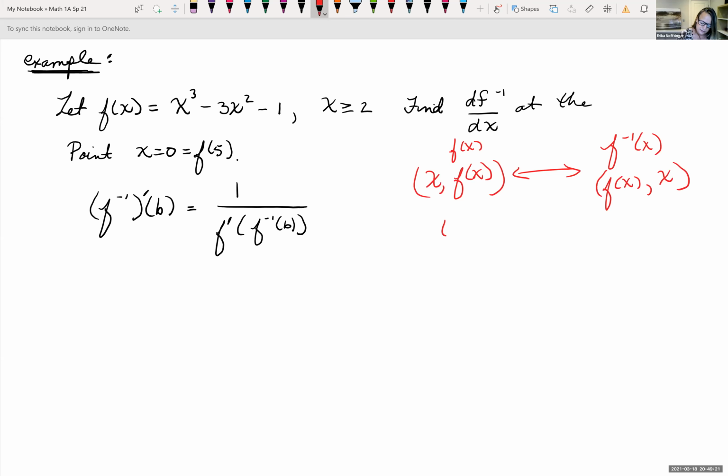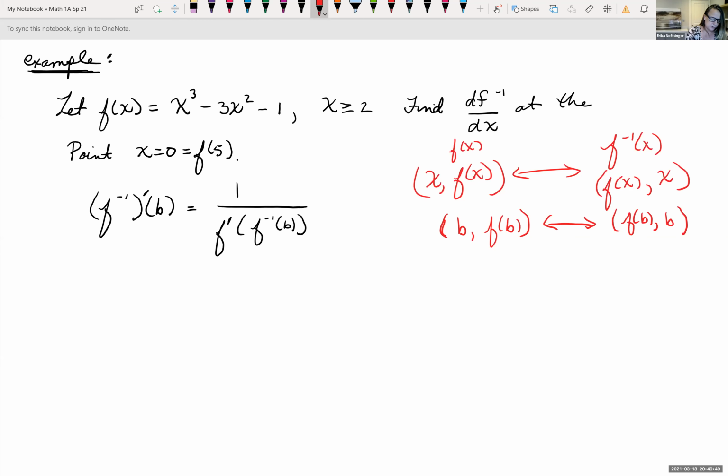And so if this is, let's call it b, because I could use b. So if this is b, f of b, then for our inverse function, my y value is my x value. My x value is my y value. So a couple things we have to do.